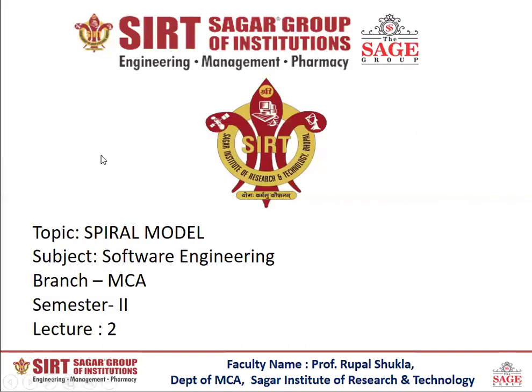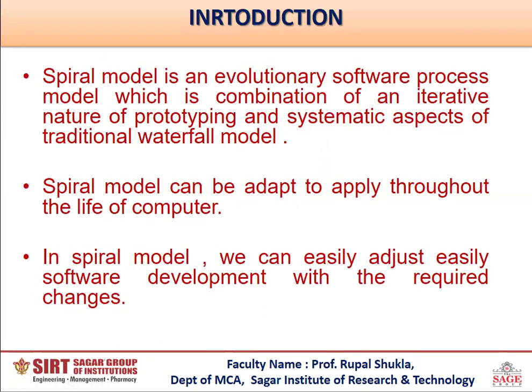Today, I'm going to tell you something about the spiral model of SDLC, which is a software engineering topic. A spiral model is an evolutionary software process model, which combines the iterative nature of prototyping and the systematic aspect of the traditional waterfall model. The spiral model can be adapted to apply throughout the life of the computer software. In the spiral model, we can easily adjust software development to the required changes.